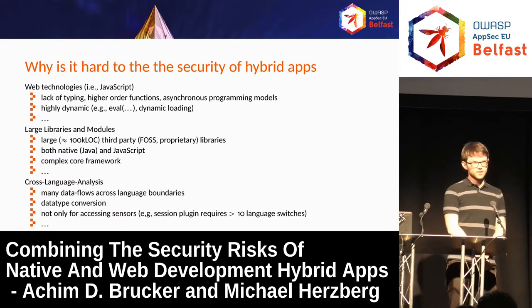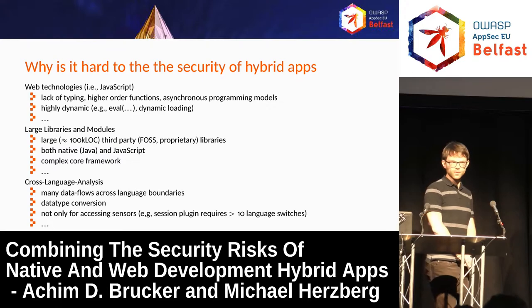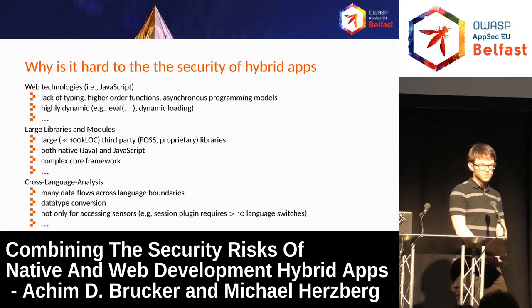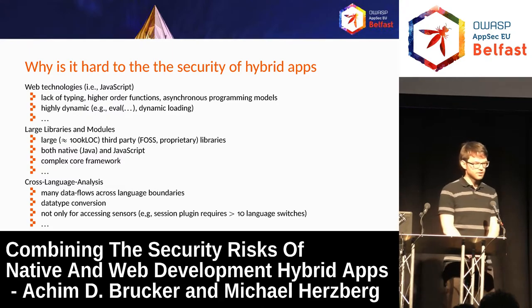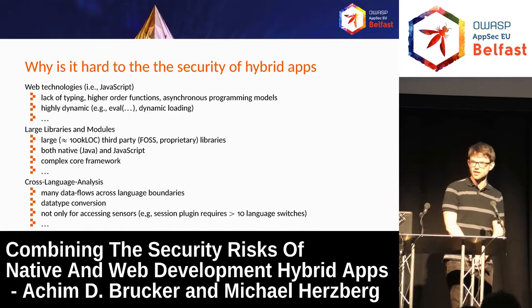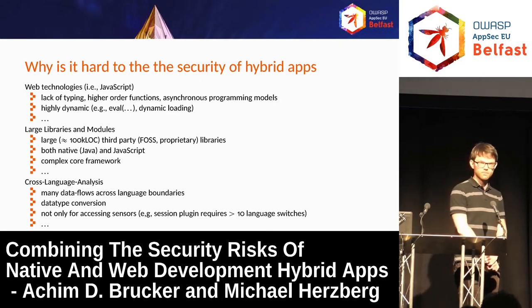Now I want to put the focus a bit more on the security side of Cordova apps and the ones that we found. So why is the security of these hybrid mobile apps so hard? Well, first of all, you have the JavaScript side of your app. There you have the normal challenges that you face with your typical JavaScript application. You don't have typing. You have higher order functions, a very asynchronous programming model, which is rather different from your regular Java programming. And JavaScript is highly dynamic, provides nice functions like eval. And usually you have big JavaScript libraries, not just on the JavaScript side, also on the Java side, that make your whole project even larger and more complex, in addition to a complex framework such as Apache Cordova.